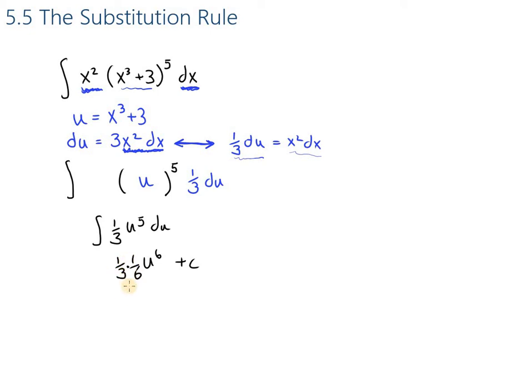I need to clean up my fraction. So 1/3 times 1/6 is 1/18th, and I'm also going to make that back substitution because it's not about u. So u is x cubed plus 3, to the 6th, and I'm going to keep that plus c on there.